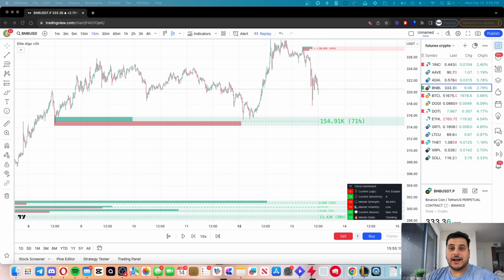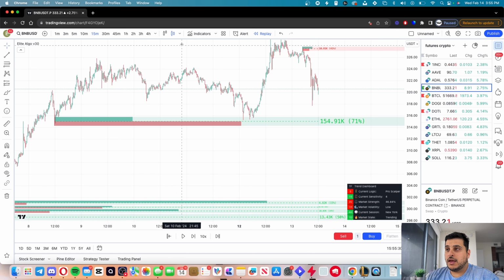All right, guys, for this strategy, we're going to need to use TradingView because TradingView is the only place where we can use the indicator that we need that's going to draw our order blocks directly for us on our charts automatically without even the need for us to do anything. So once we have the indicator loaded on our charts, the indicator we want to use is called Elite Algo.